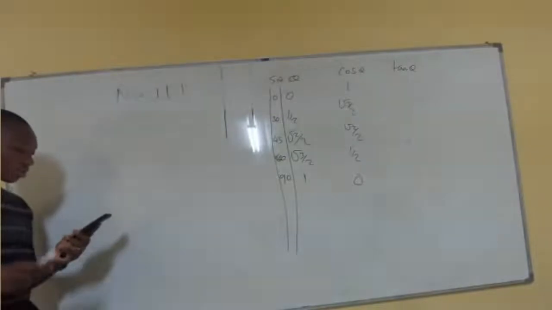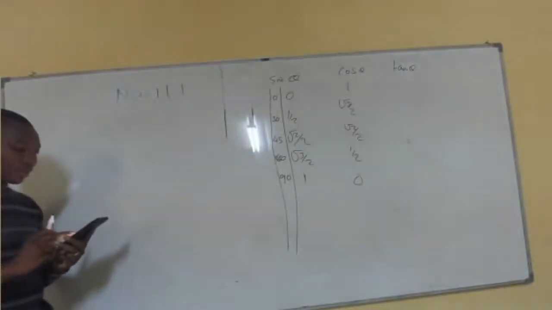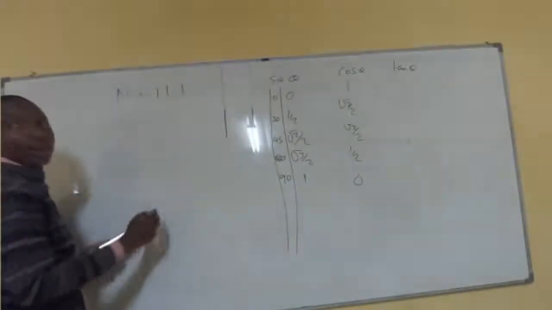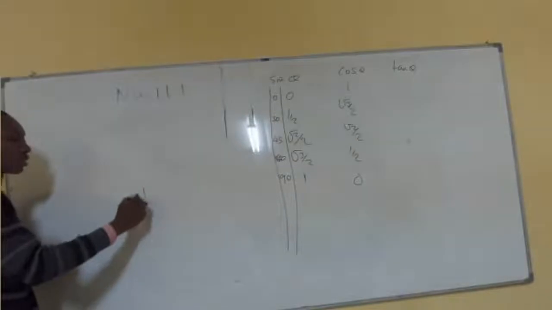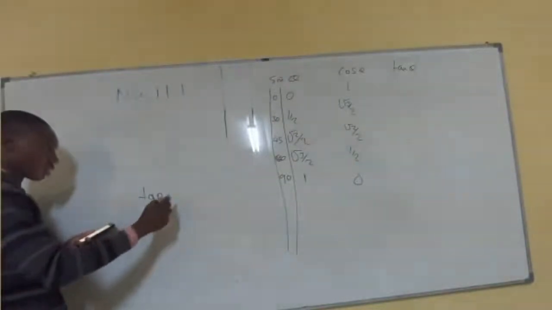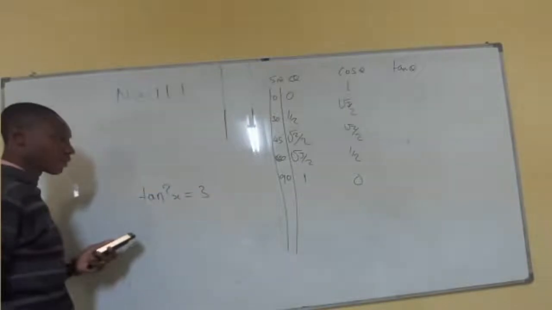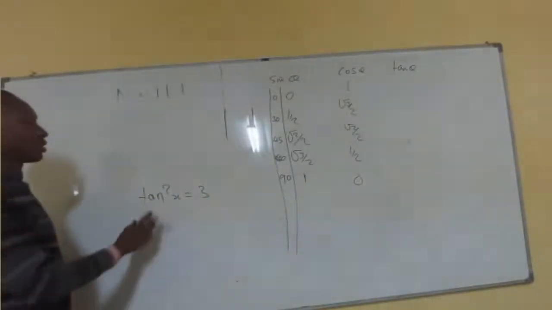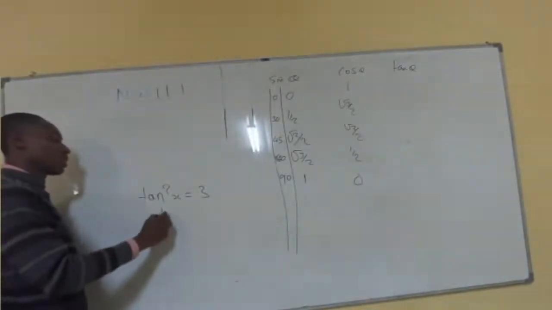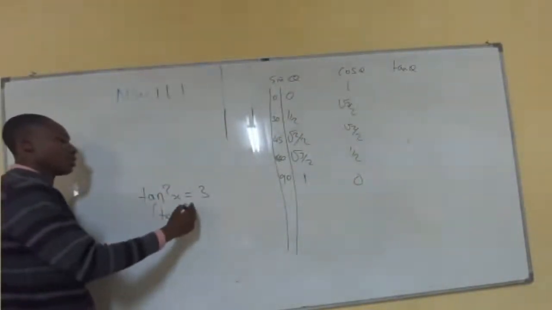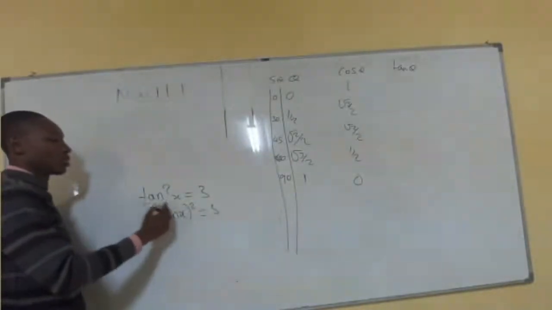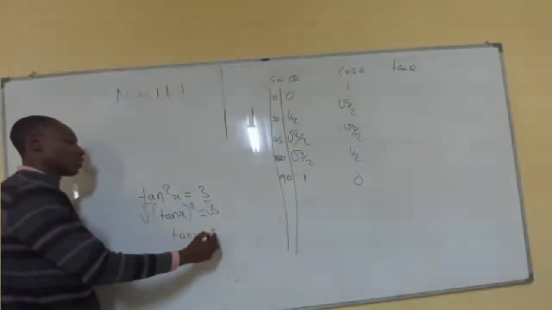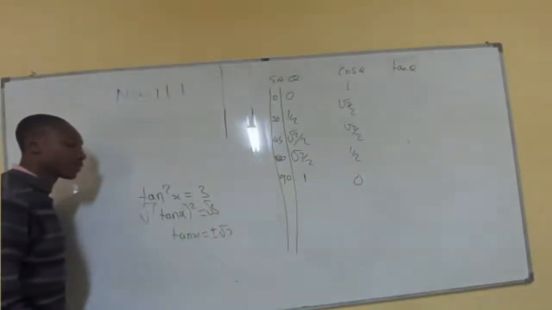Let's continue with question 11. Okay, so I have a question which says tan squared x is equal to 3. What you need to know here is that tan squared x can be written as (tan x) squared equals 3. So take the root there, so you have tan x is equal to plus or minus root 3.